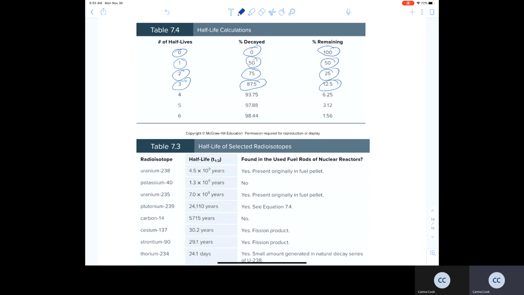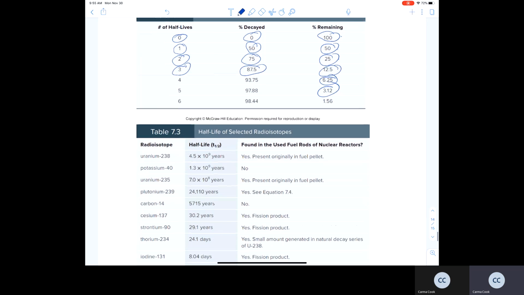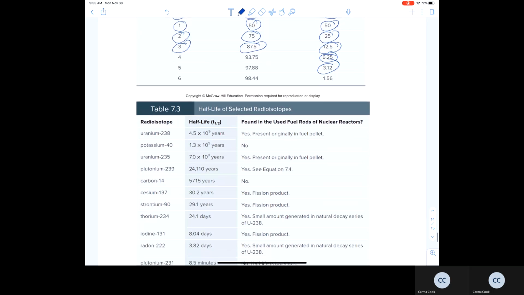So after every half-life, half of the original has disappeared, and you only have half remaining. So after one half-life, you got 50%. Two half-lives, only 25%. Three half-lives, 12.5%. Four half-lives, 6.25%. Five half-lives, 3.12%, so on and so forth.